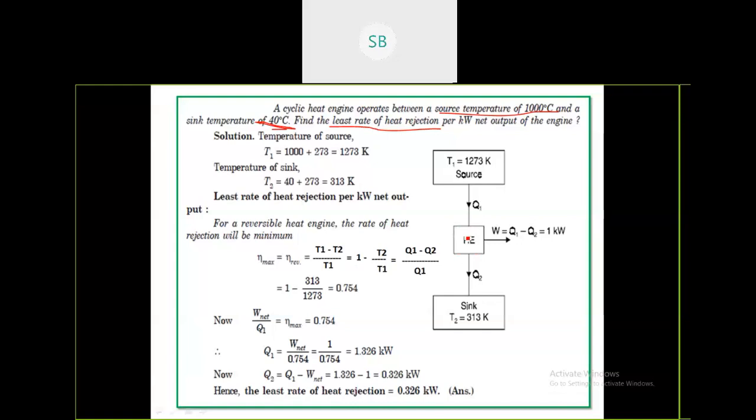Okay, we just draw a heat engine, we take some heat from a high temperature reservoir or source Q1. Okay, we convert some heat into work. Okay, and some part of this heat is rejected, some part is converted into the work. Okay, now in which case the heat which is rejected will be the minimum?